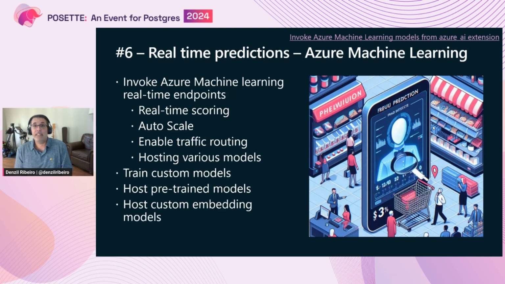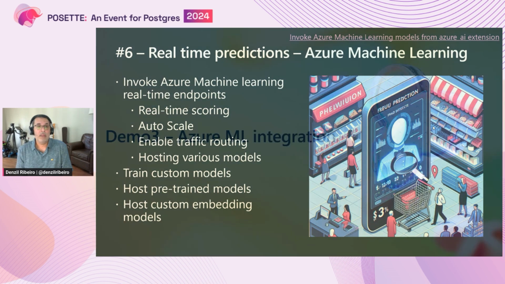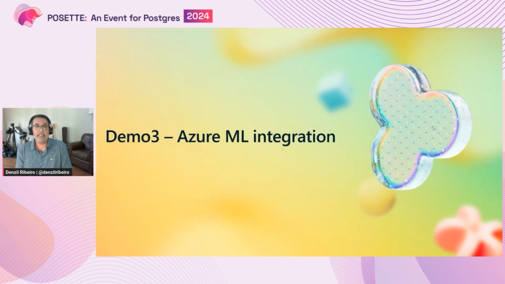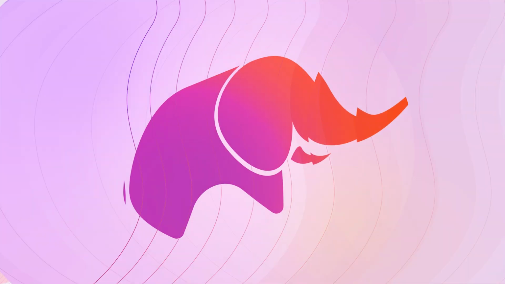If you're not happy, for example, with the embedding models that we talked about already, which are the ADA 002 or 003 or the inbuilt in-database one, you can host a custom embedding model as well. So the last demo we'll look at is the Azure ML integration.